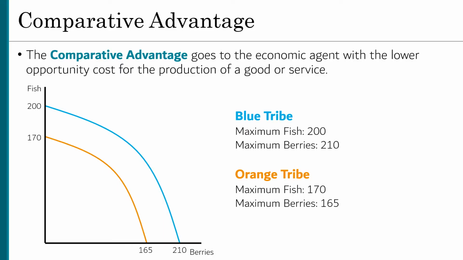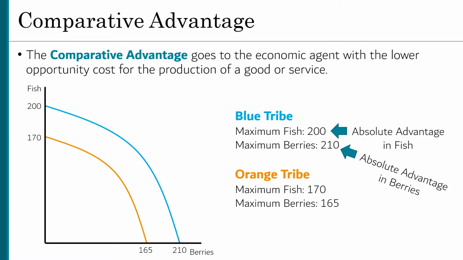The comparative advantage goes to the economic agent with the lower opportunity costs for the production of a good or service. In this example, we have Blue Tribe and the Orange Tribe. We can see their production possibilities frontiers on the graph on the left, and on the right, I have their maximum possibilities summarized.